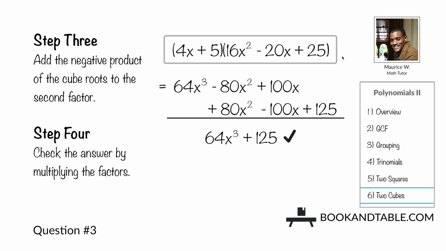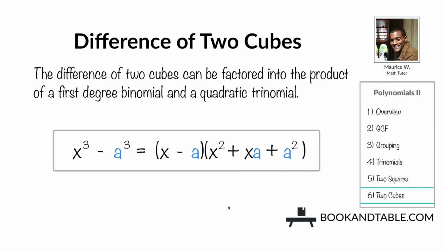So that is how we go about factoring the sum of two cubes. Let's wrap up the chapter by discussing how we go about factoring the difference of two cubes. This process is very similar to the sum of two cubes. The difference of two cubes can be factored into the product of a first-degree binomial and a quadratic trinomial. So we have x cubed minus a cubed is equal to x minus a times x squared plus xa plus a squared.